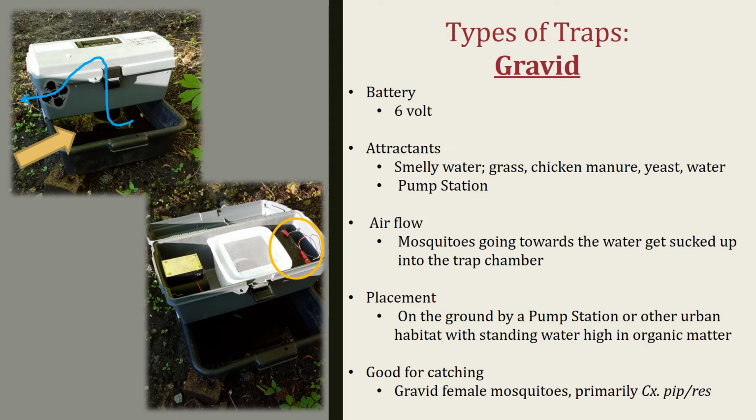They're placed on the ground, either by a pump station or an area where there's standing water that's high in organic matter. And these are great for catching gravid female mosquitoes, primarily Culex pipiens and restuans. And by gravid, that means these female mosquitoes have taken a blood meal and they're ready to lay their egg rafts on top of the water.